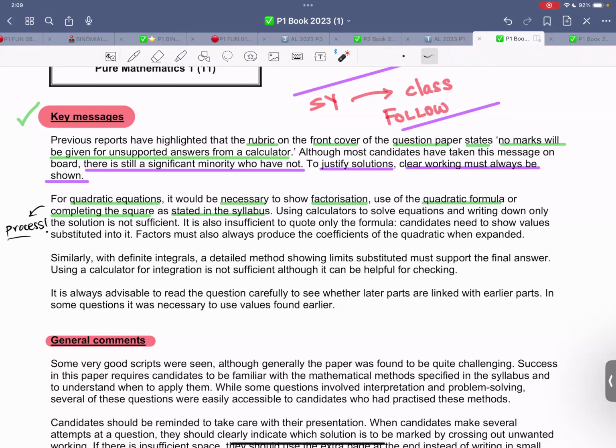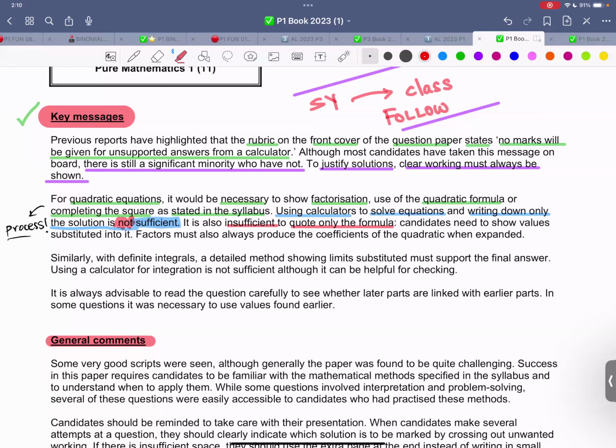I do not agree with the idea of comparing coefficients. That's why I have not taught comparing coefficients in the context of completing the square. Keep that in mind. And then it further says, using calculators to solve equations and writing down only the solution is not sufficient. This is not sufficient. Keep that in mind. Actually, let me highlight it with red. So it's not sufficient. It is also insufficient to quote only the formula.